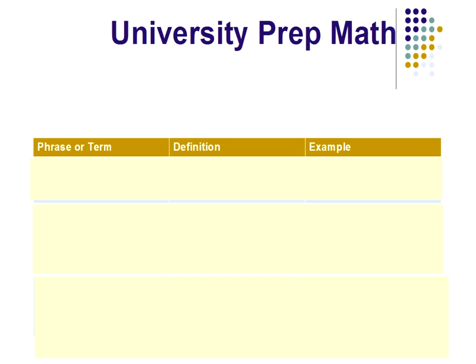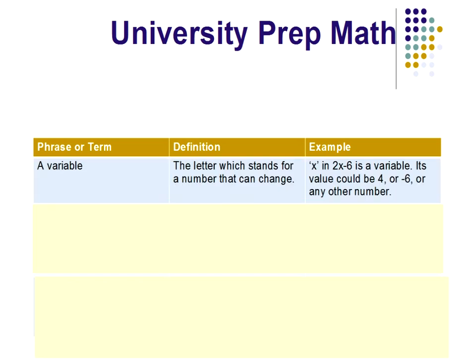So let's take a look at the first phrase or term, and that's a variable. You might be like myself and most math students. You felt math was fairly easy until they started adding in these letters, and then of course it gets difficult. But really all a variable is a value that can change.